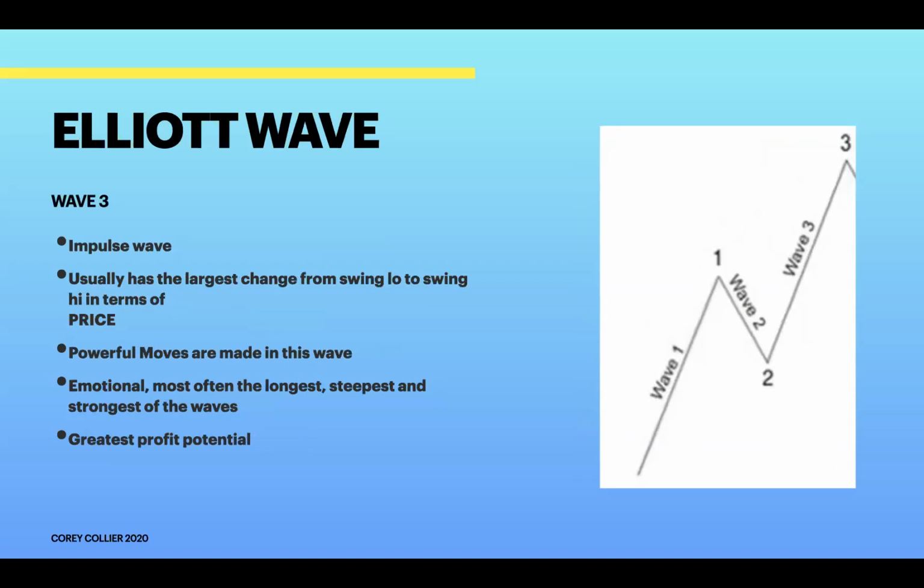Wave 3 is another trending wave or an impulse wave, and it's usually the largest change from swing low to swing high in terms of price. Powerful moves are made in this wave, and that's what gives it its momentum and volume, I guess. It's an emotional wave, most often the longest, steepest, and strongest of the waves, and it generates the greatest profit potential.